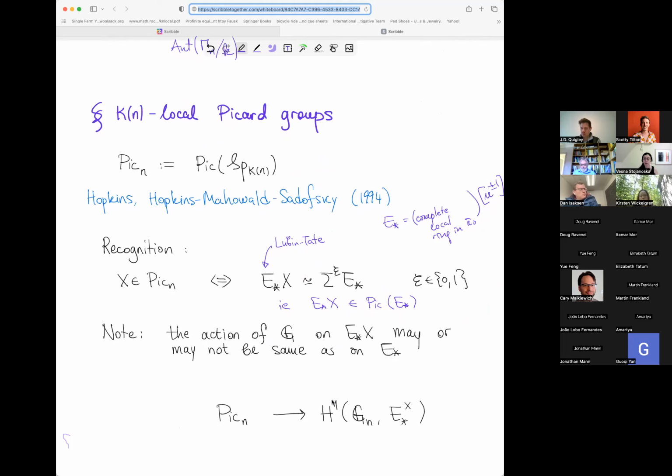But what we can do, and what Hopkins, Mahowald, and Sadowski set up, is you take your X and you send it to this E star of X. Now, that's an invertible E star module, but it also has this G action. And so that makes it have extra structure, and that structure is an invertible object in the category of what's called Morava modules.